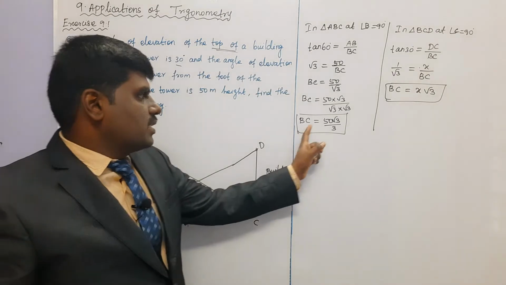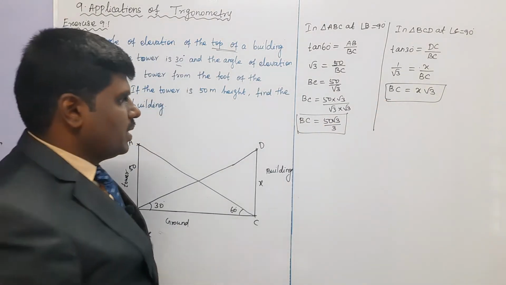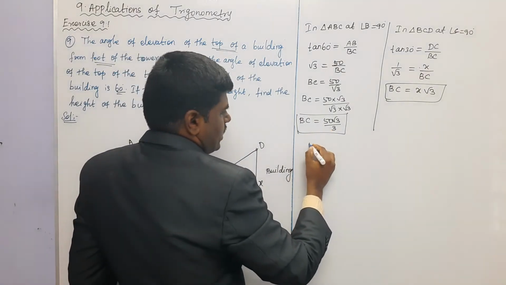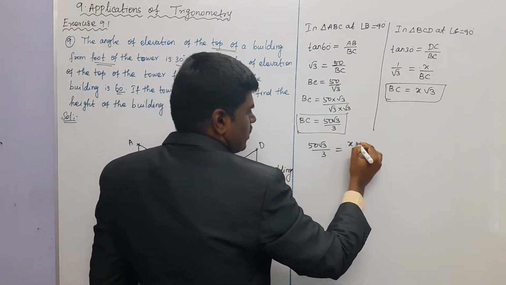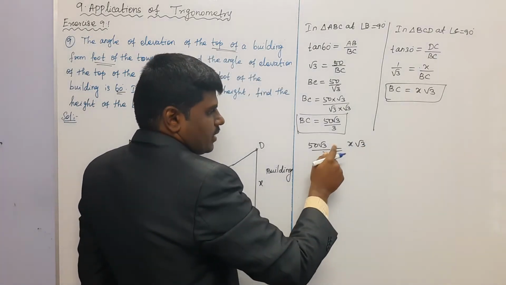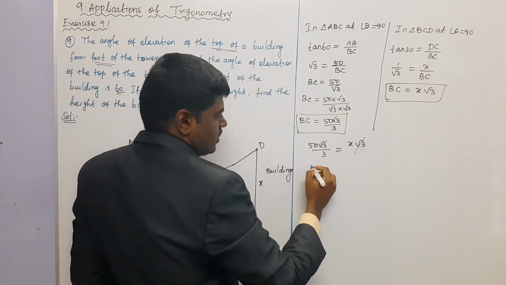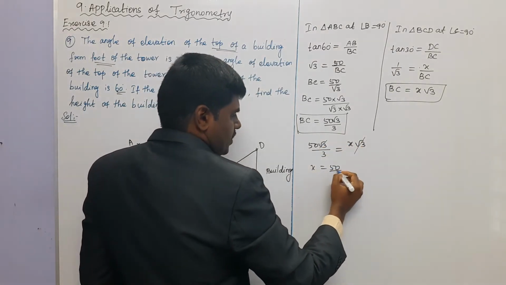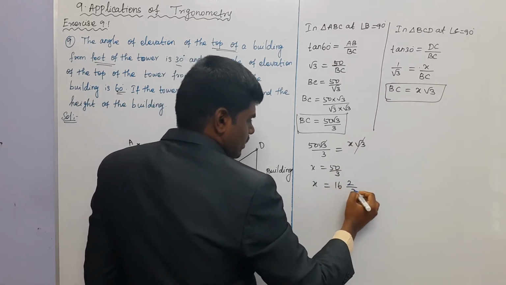So we know that BC is equal to 50 root 3 by 3. Again BC is equal to x root 3, so you compare both. I need only the x value, so root 3 cancels. What's remaining? x is equal to 50 by 3, which means x is equal to 16 2 by 3.